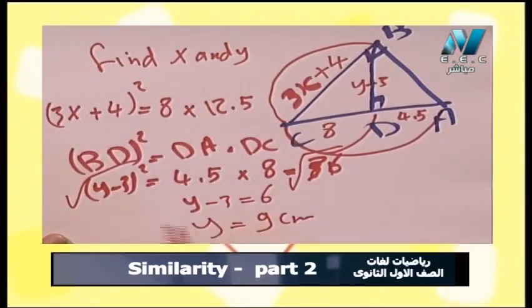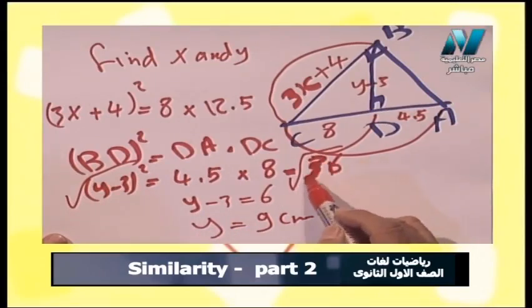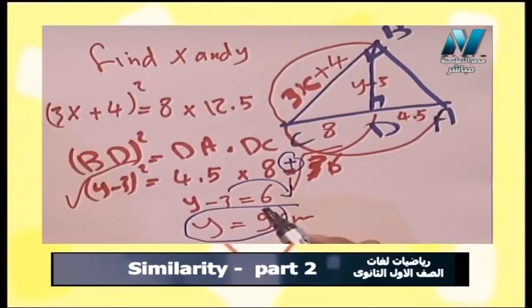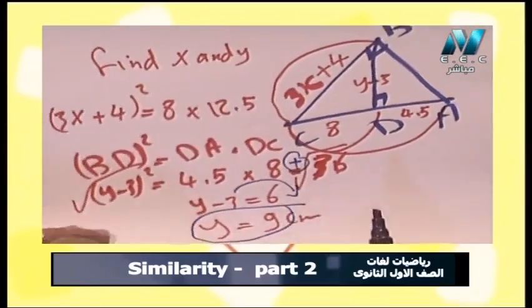Okay, don't forget that when we make a square root here, we make another one here, 36. And someone asked me why we didn't put positive or negative here. We deal with length, so ignore negative here because length is never negative. So we deal with positive only. So y minus 3 equals 6, so y equals 6 plus 3 equals 9 centimeters. Okay, let's go to the second part of the question.